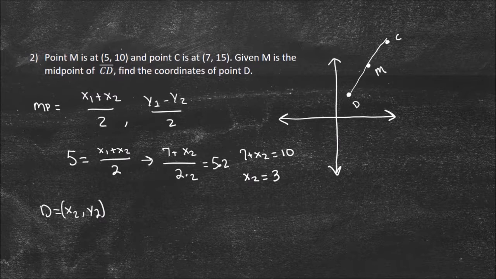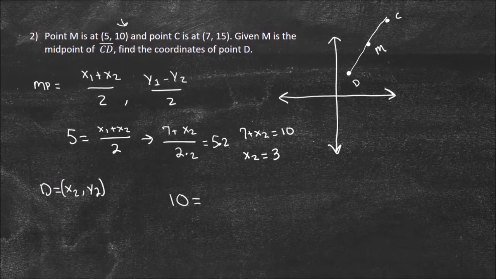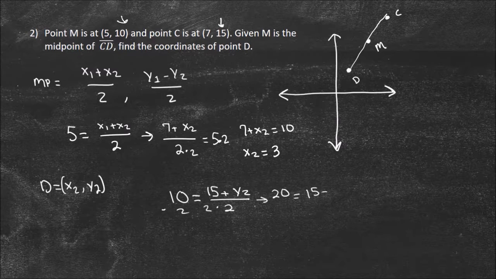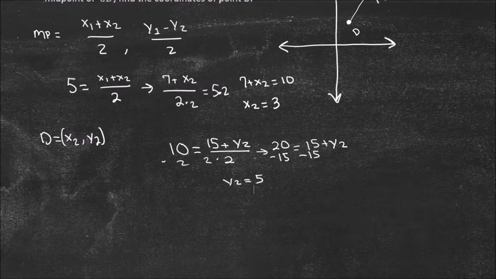So I know that the y coordinate of the midpoint is 10. So I'm going to say 10 equals, and I know the y coordinate of C is 15, so 15 plus y2, which is in point D, divided by 2. Now I'm just going to solve. Multiply both sides by 2. I get 20, because I multiplied by 2 here and here. I get 20 equals 15 plus y2. Subtract 15 from both sides. I get y2 equals 5. So point D equals (3, 5).